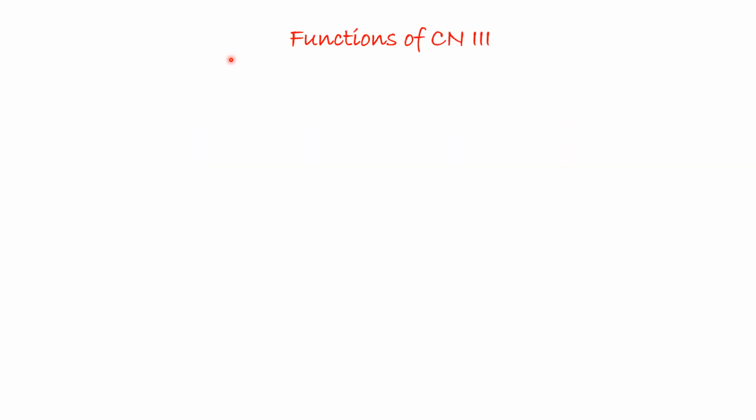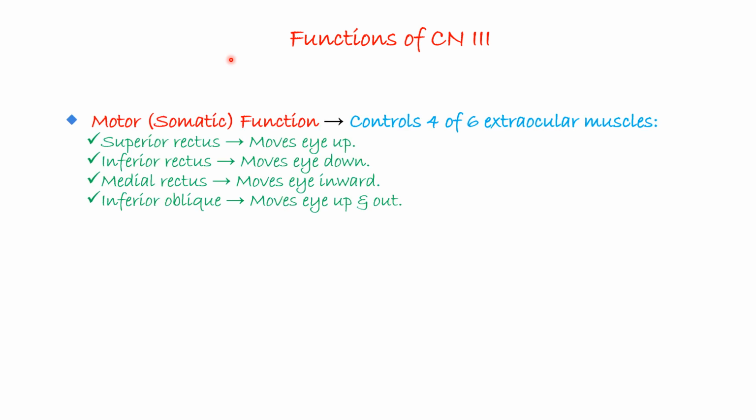So the function of cranial nerve 3: it has two major functions, that is the somatic and the parasympathetic. The somatic or the motor function usually controls 4 out of 6 extraocular muscles, and the muscles that it controls include superior rectus, which moves the eye upwards, inferior rectus, which moves the eye downwards, medial rectus, which moves the eye inwards, and inferior oblique, which moves the eye upwards and outwards.